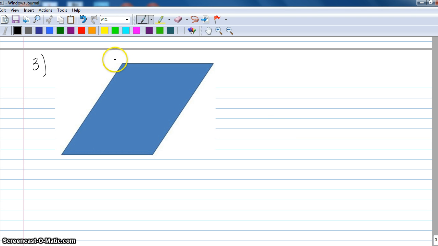The third rule is that, let me label A, B, C, and D. The third rule is that consecutive angles are supplementary. You're like, what? I know, hold on. If that's X, this one's X, because remember, they're equal, they're opposite. If that's Y, that's Y. Well, X plus Y is supplementary, 180 degrees.